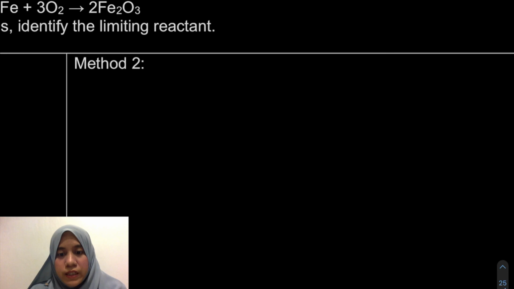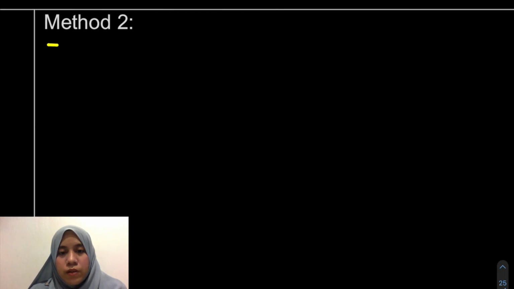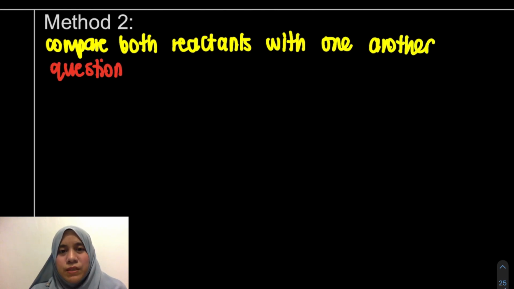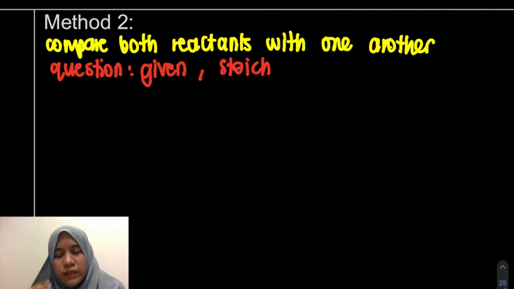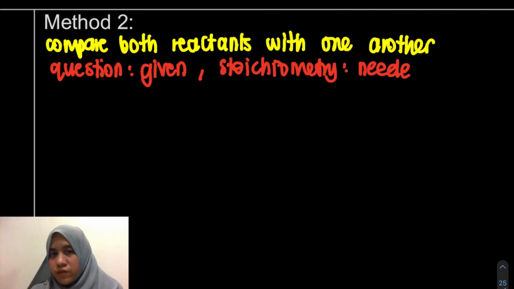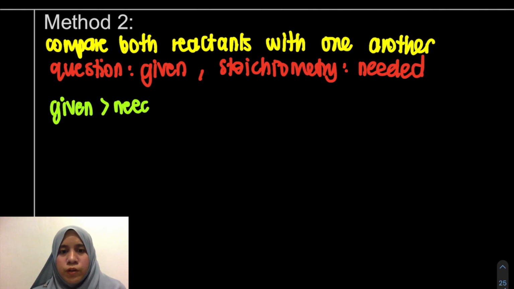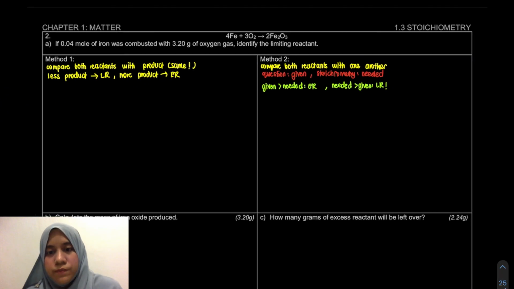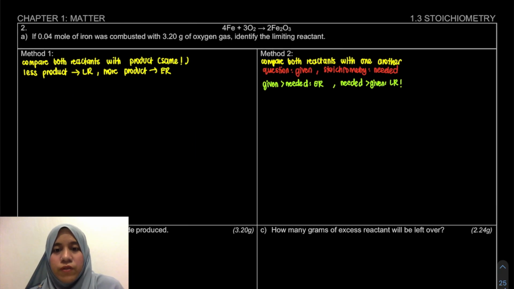So method 2 is to compare the reactants with one another. This time we compare the reactants with one another. This time it has fewer steps than method 1, but it's a bit confusing. You need to know what is needed and what is given. Given is from the question, needed you have to find using stoichiometry. Then you have to know if given is more than needed. That is why it's a simpler way. Okay, so that is the summary for limiting reactant.